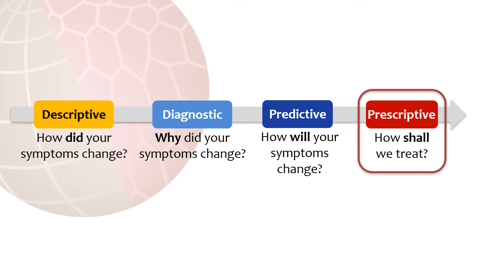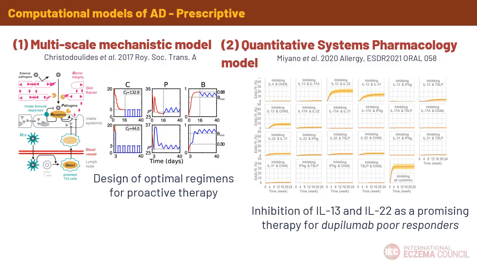For prescriptive analytics, again, the multi-scale mechanistic model was used to design optimal regimens for proactive therapy. It was achieved by application of optimal control theory from engineering disciplines. The quantitative systems pharmacology model is more suitable for drug discovery. For example, this model by Miano et al. suggested that inhibition of IL-13 and IL-22 as a promising therapy for dupilumab non-responders.